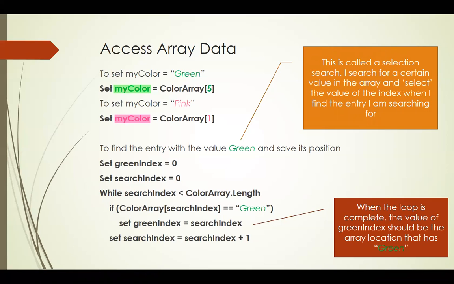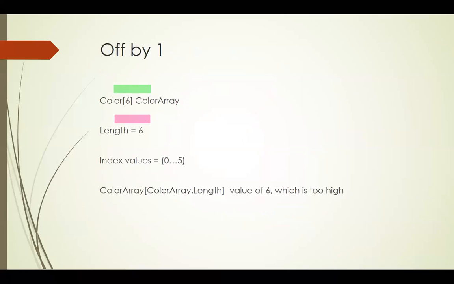Now, to set my color to pink, I could use the index position 1 of the color array to set our color. We could also search through the array to see if we could find green anywhere in there. If we wanted to do that, we might set up 2 indexes, one for where we find the value and one for where we're currently searching. We'd set both of those indexes to 0 and start looking through our array to see if we could find that color green. And we'll do some code to try it.